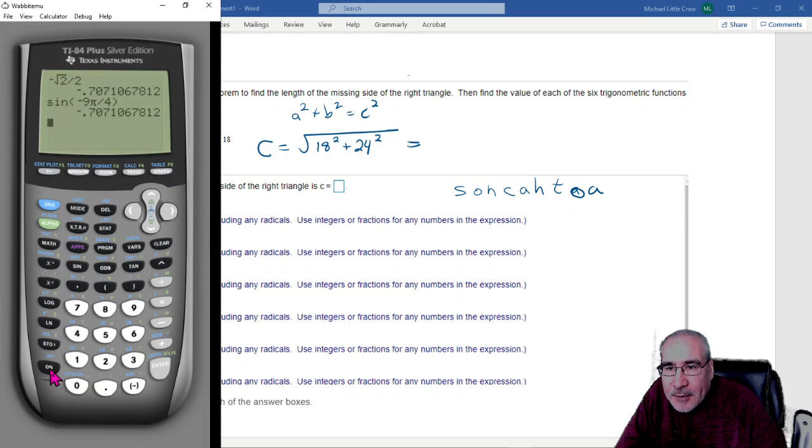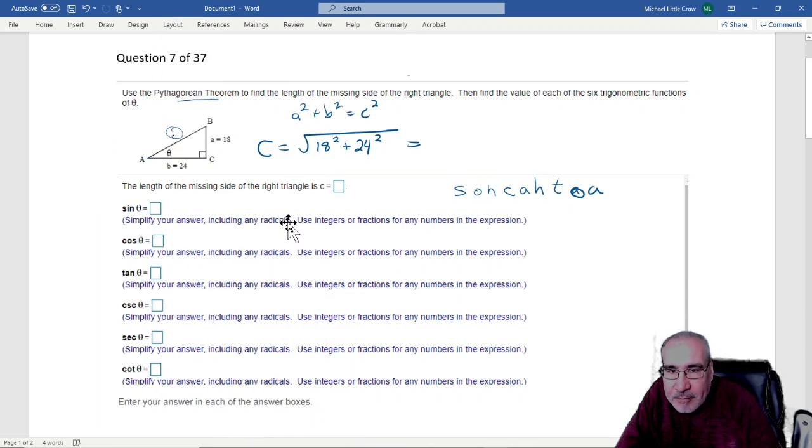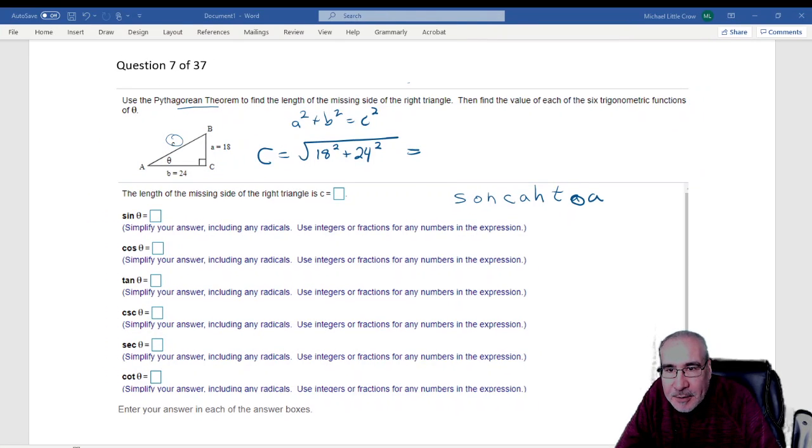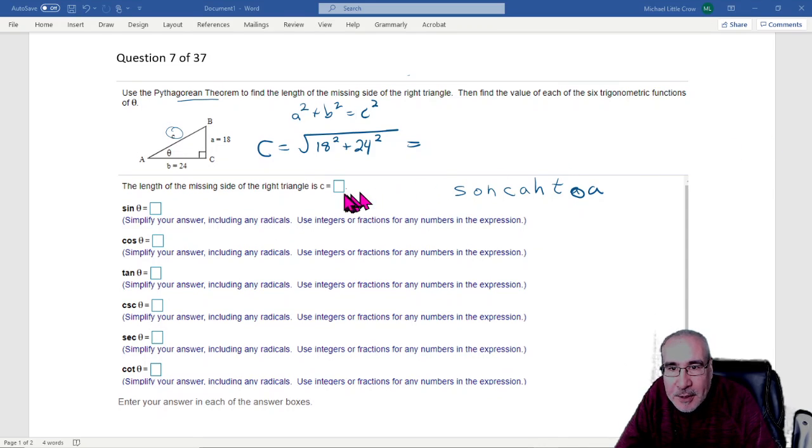And we can go for the square root. Oops, I'll turn it on first, right? Let's clear this out. Square root of 18 squared. Arrow over so we get down to the plus thing, and make sure everything's in there in the square root. 24 squared, get out of there, enter, and that's 30. Okay, so it is one of those nice ones. So this side is 30, so we can enter 30 here.